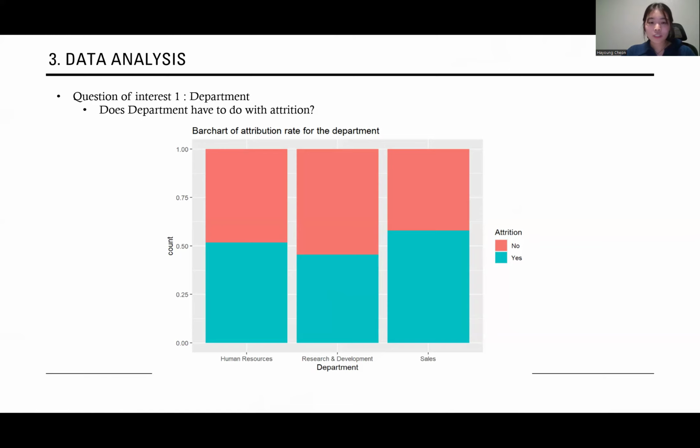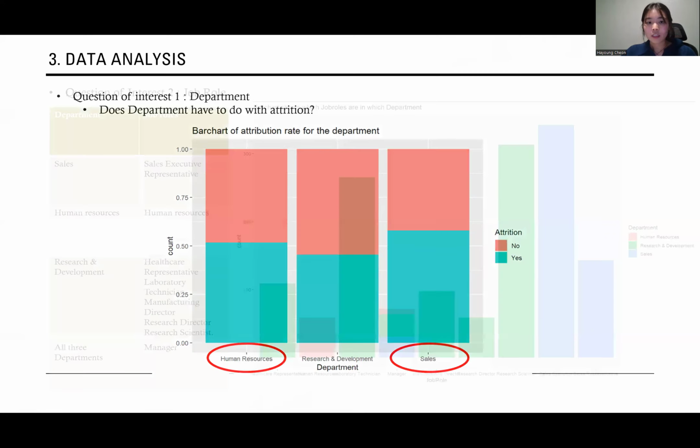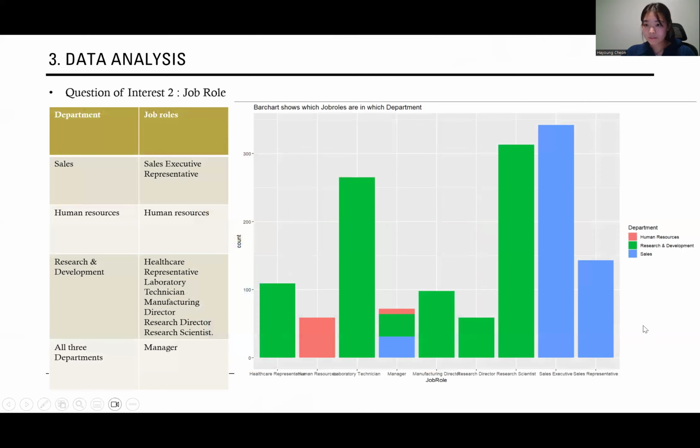The first thing to see was department. In the contingency tables, I was able to see some significant difference between departments versus attrition. We can see that sales and human resources have higher attrition. So I wanted to be more specific, so I looked into job roles and grouped them by department.